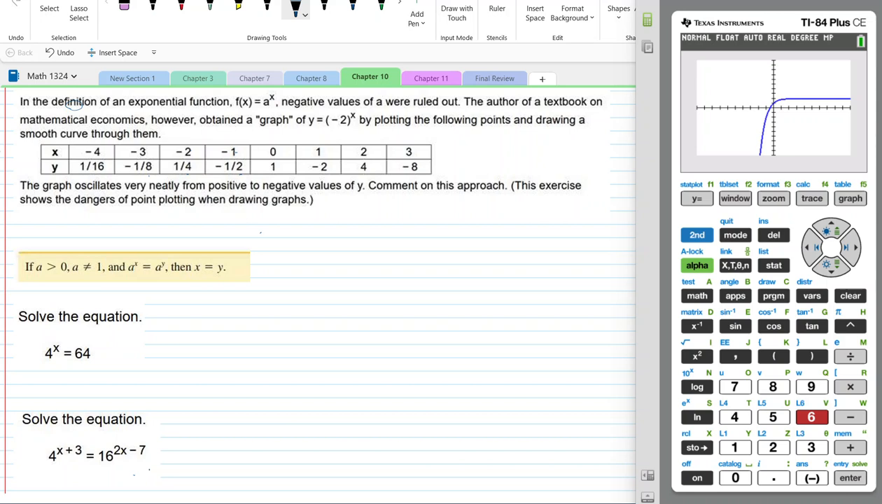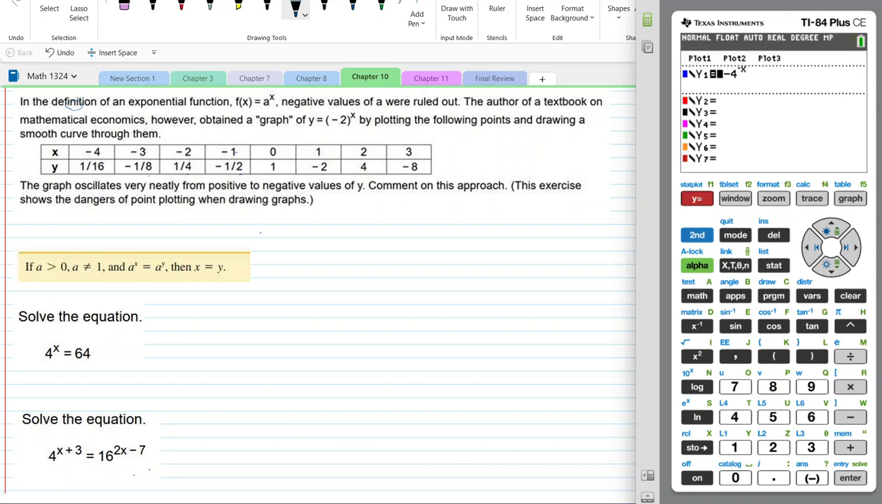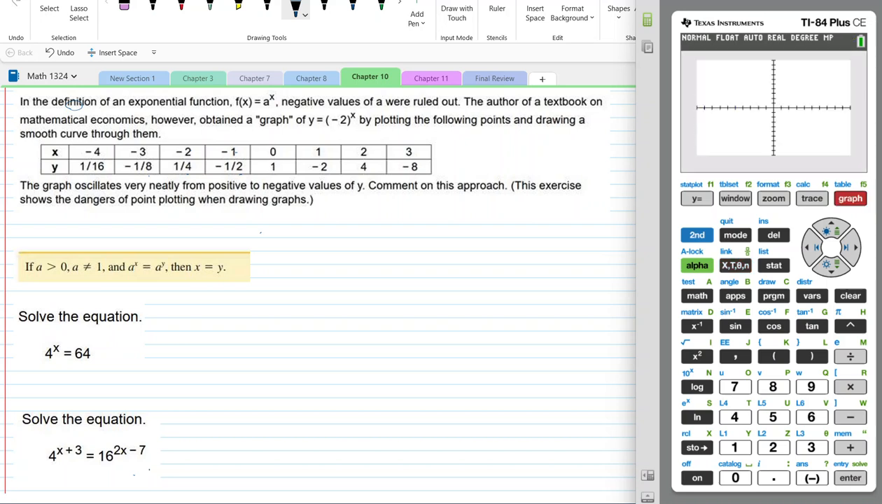All right, so let's go with this one right here, and we're going to enter it. We're going to put parenthesis negative 2 raised to the x, because that is our function. And we're going to graph it. So what happens here? Well, first off, we can't even see it, because it is so small.